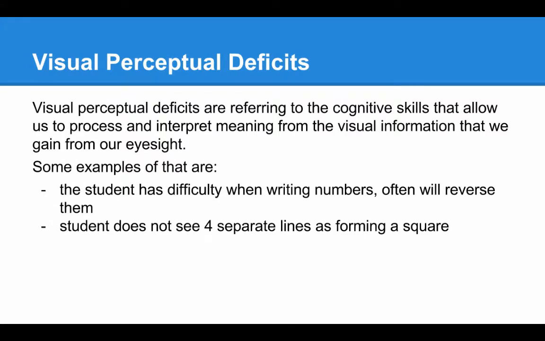Visual perceptual deficits. So visual perceptual deficits are referring to the cognitive skills that allow us to process and interpret meaning from the visual information that we gain from our eyesight. So some examples are a student has difficulty when writing their numbers. They will often reverse them, and this student may not see 4 separate lines that actually form the square itself.